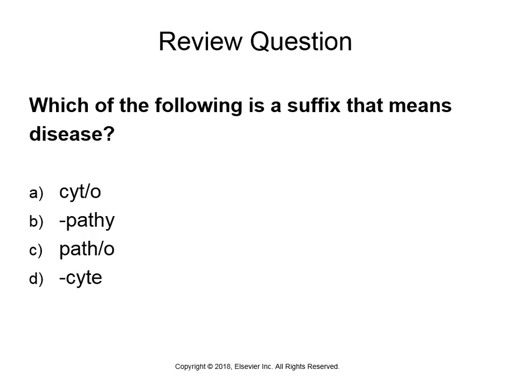A review question: which of the following suffixes means disease? Well, hopefully you can at least narrow it to B and C. Both of those mean disease, but B is the correct answer because B is the suffix, whereas C means disease, but it's a word root instead.